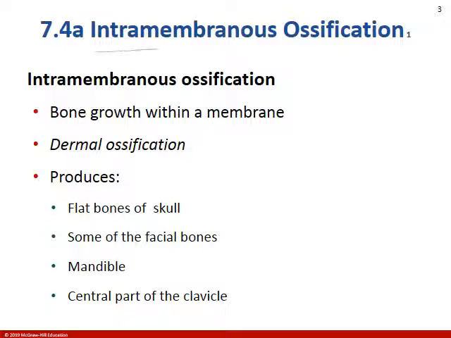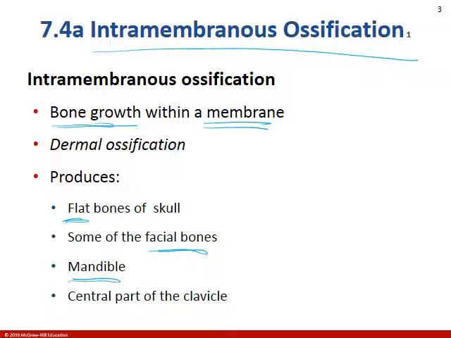So first we have intramembranous ossification. This is bone growth within a membrane. Our flat bones of the skull, some of our facial bones, our mandible, and the middle part of the clavicle are going to develop through this intramembranous ossification.